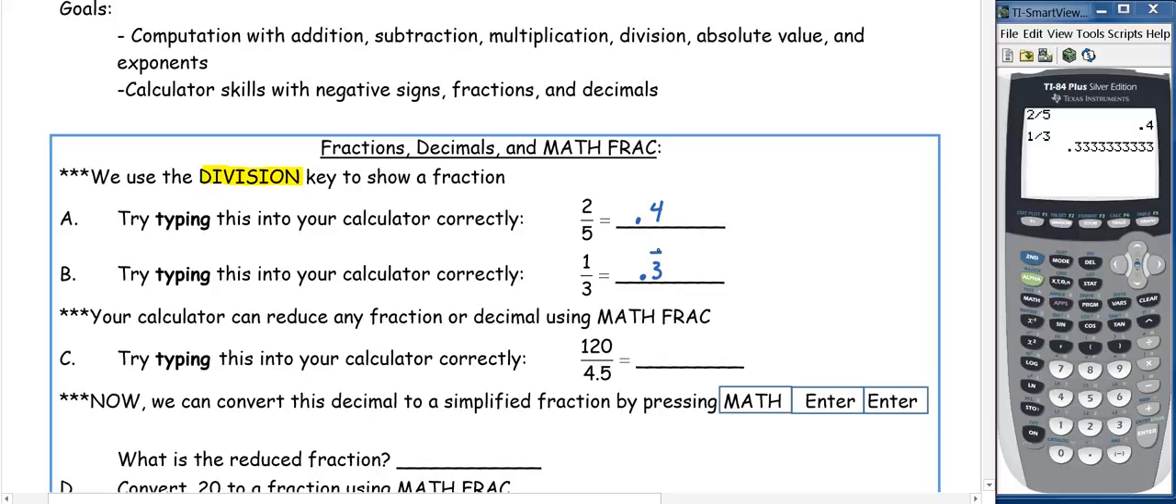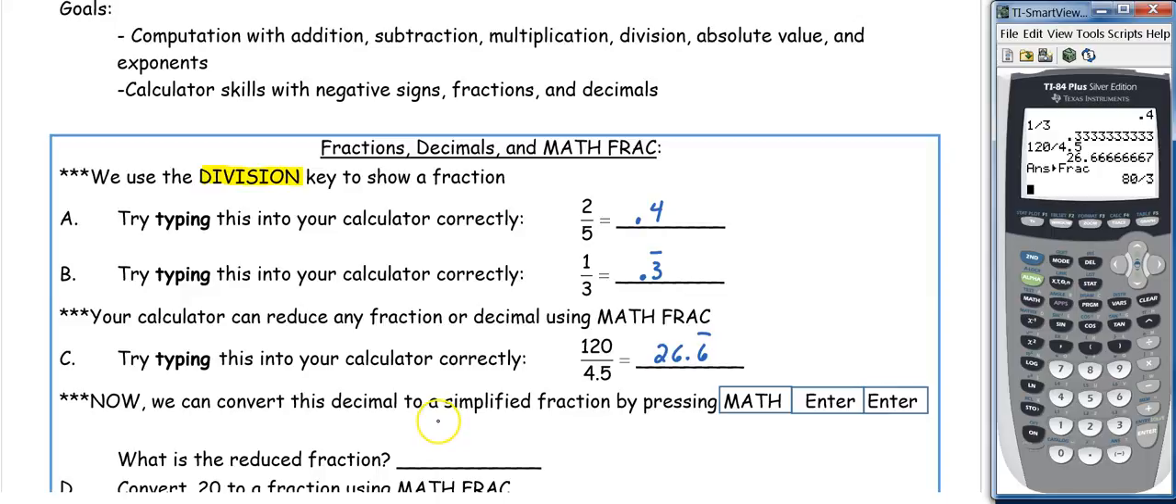You can also use your calculator to help you reduce a fraction or change a decimal into a fraction. So what we're going to do here is try typing 120 divided by 4.5 into our calculator. And as a decimal, we get 26.6 repeating. Now we want to take that and convert it into a fraction that no longer has a decimal like this denominator does. So we're going to hit math, which is the third key down on the left-hand side. Enter, enter, and it'll give us our reduced fraction of 80/3.